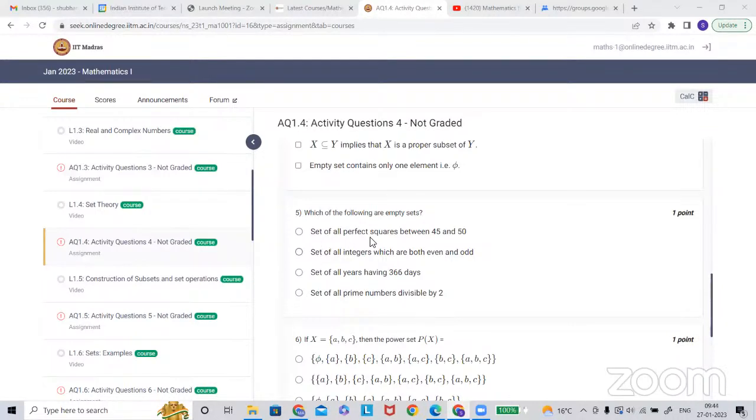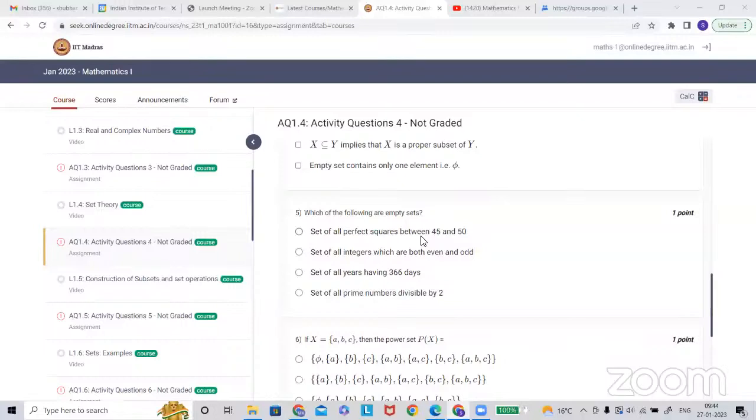Where is the empty set? Question number 5. Yes, sir. Question number 5, which of the following is an empty set? So which is going to be the empty set? Yeah, they told the all prime numbers divisible by 2.